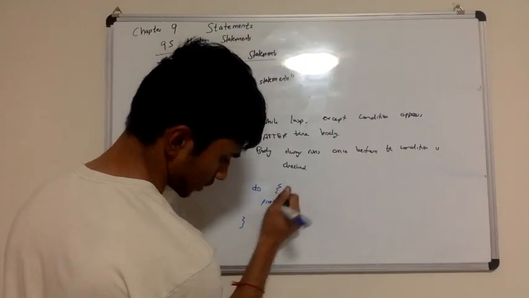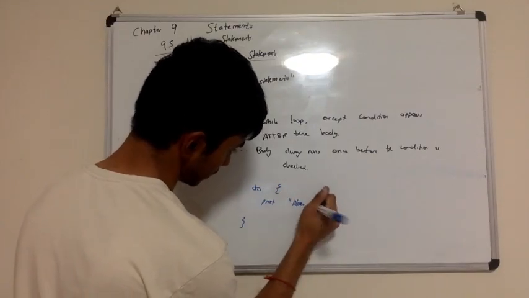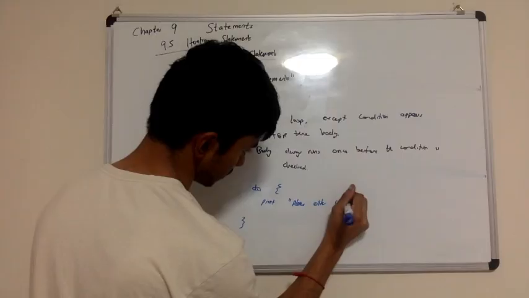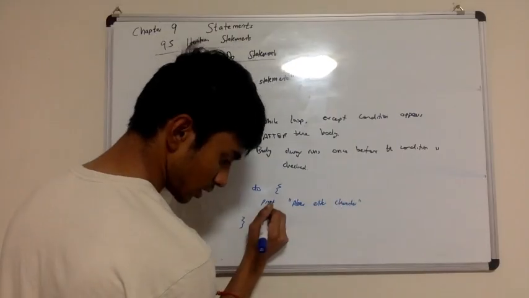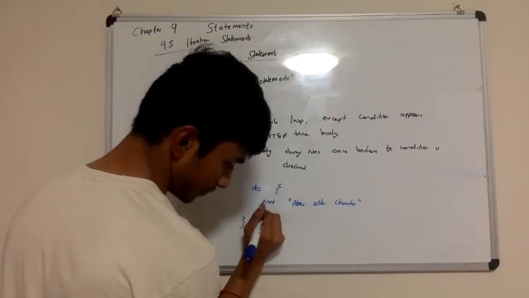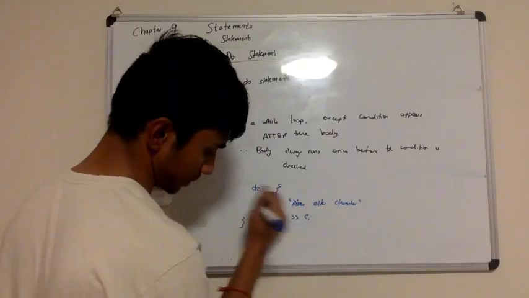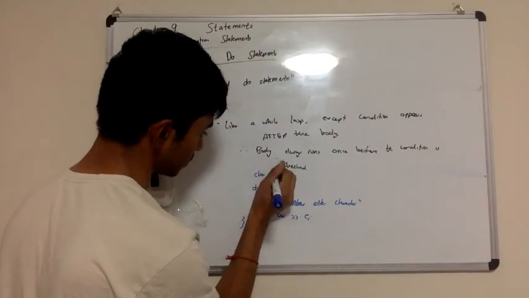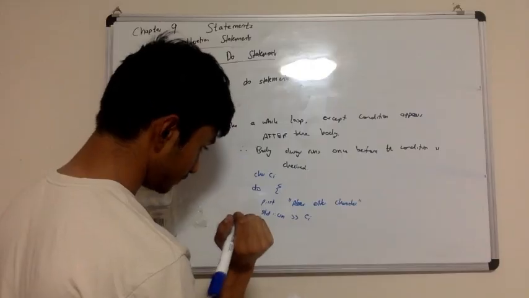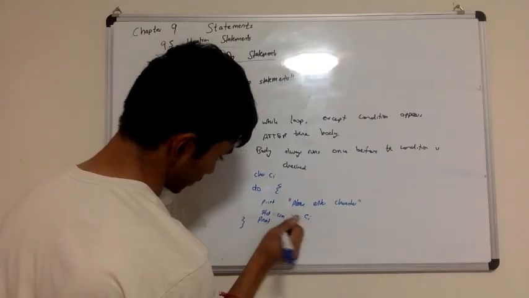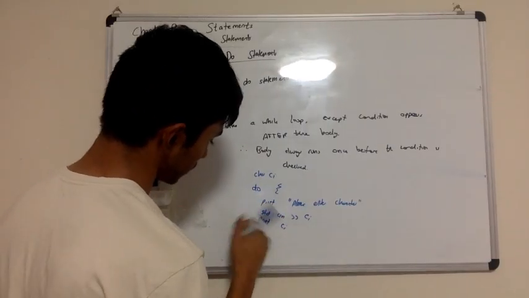But you might do something like this: do, and then print, please enter a character. And then you do something like standard input, you plug into some C, so you might have defined char C beforehand. And then you print the character or something. Print C after they plug it in.